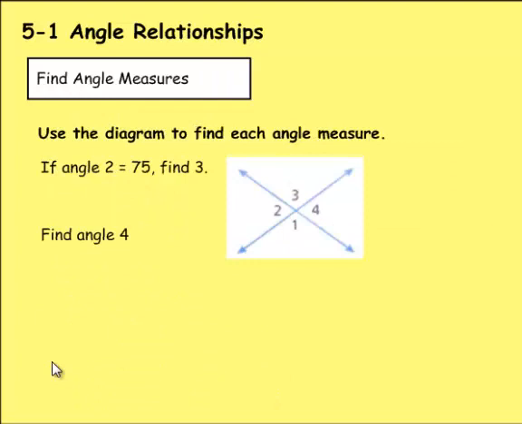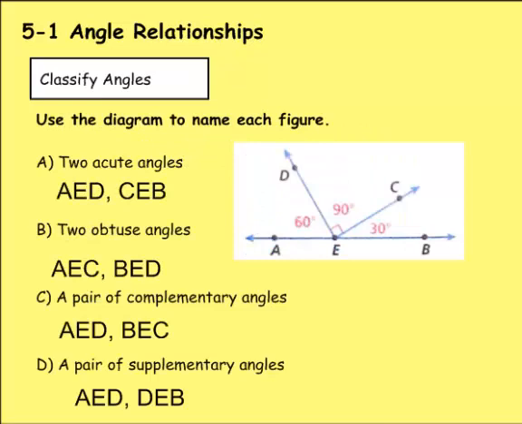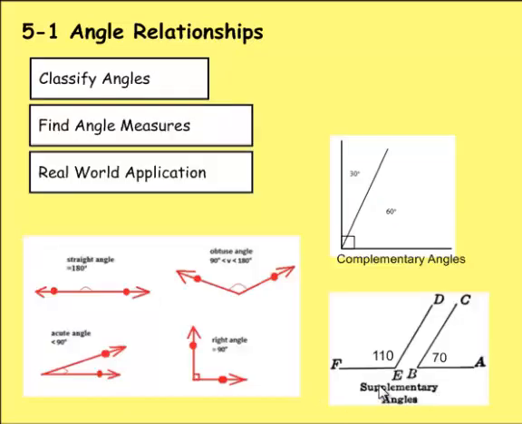Now we need to find angle measures by using this diagram here. It says if angle 2 is 75 degrees, so we'll make angle 2 75 degrees, find angle 3. And at first this might seem like an impossible task. Like, how am I supposed to know what this is if it doesn't tell me any other numbers? But we do see that here is a line running along here. So that means that angle 2 and angle 3 are supplementary. And when they're supplementary, as we've seen before, they add up to 180 degrees.